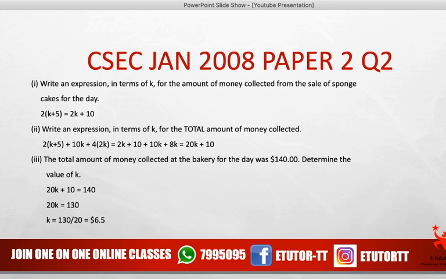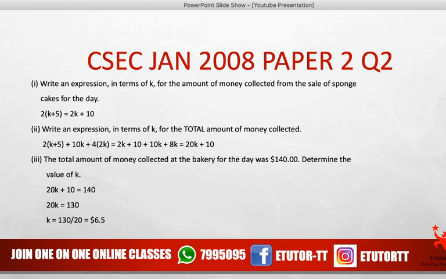Write an expression in terms of K for the amount of money collected from the sale of sponge cakes for the day. So they want to know for sponge cakes, and sponge cakes was K plus 5. And they sold 2 sponge cakes, so that is 2 times K plus $5, which is equal to, so you have to multiply that 2 by everything in the brackets. Now 2 times K gives you 2K plus 2 times 5 gives you 10. So 2K plus 10. 2. Write an expression in terms of K for the total amount of money collected.